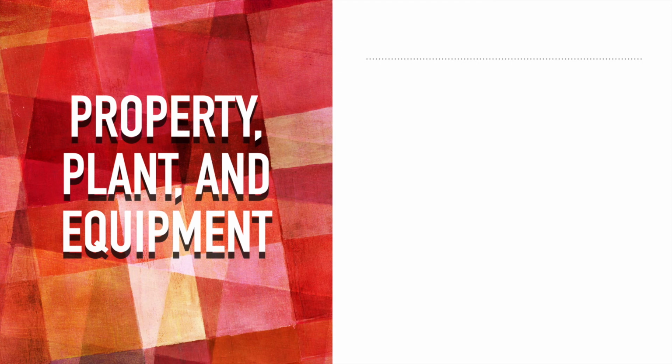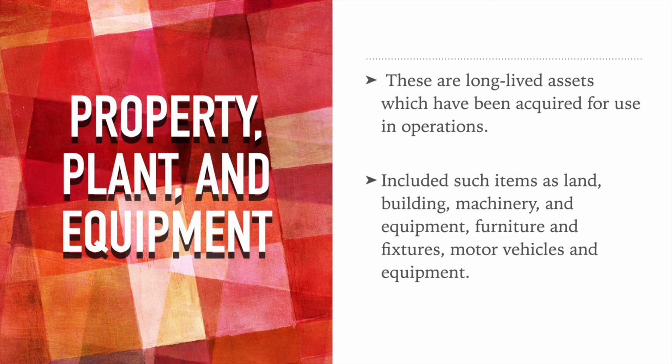Then, we will go to property, plant, and equipment. It involves 3 parts, the property, the plant, and equipment. Pero, pinag-isa na siya dito. These are long-lived assets which have been acquired for use in operation. So, sabi nga natin, non-current siya. So, pang-matagalan talaga to. It included such items as land, building, machinery, and equipment, furniture and fixtures, motor vehicles, and equipment. So, yung lifespan nito tumatagal ng 10 years, 15 years, 20 years, 25 years, and so on.